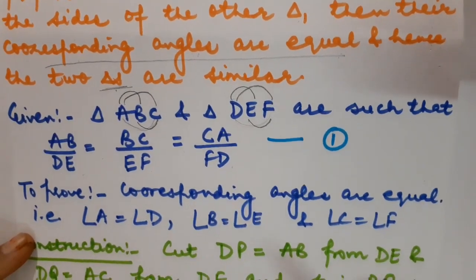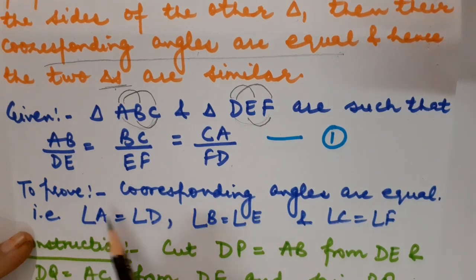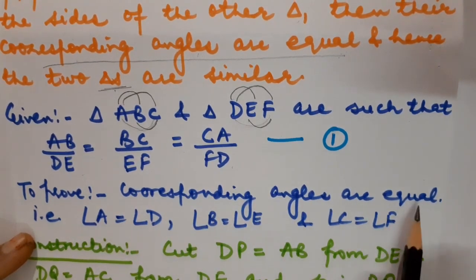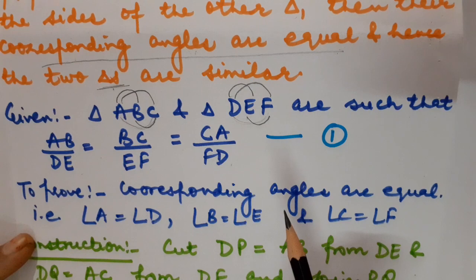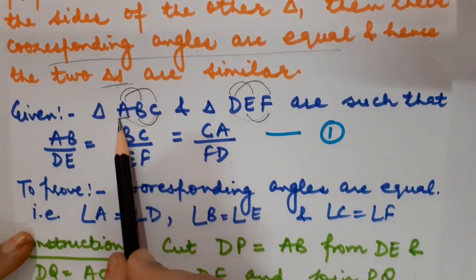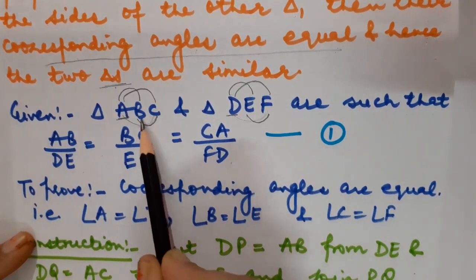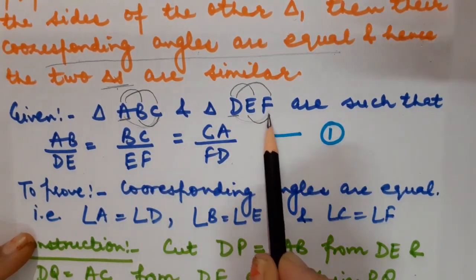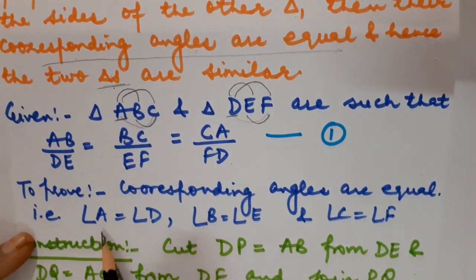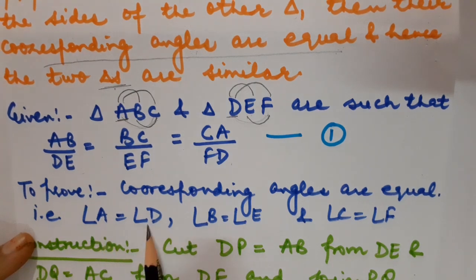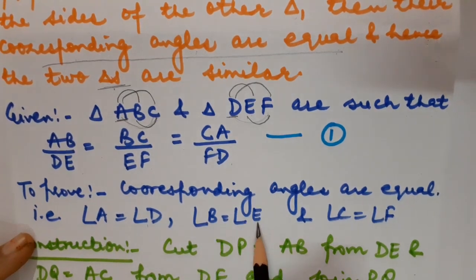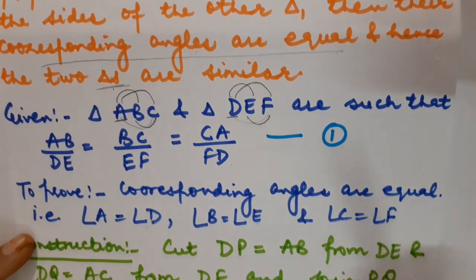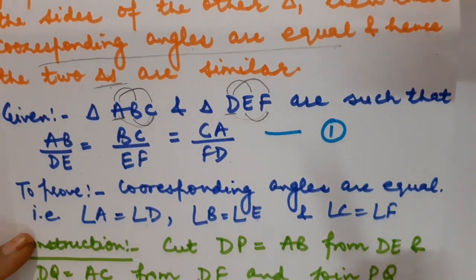Now what we have to prove, children? We have to prove that corresponding angles are equal. Now which corresponds to what? A corresponds with D, B corresponds with E, and of course C corresponds with F. So angle A is equal to angle D, angle B is equal to angle E, and of course angle C is equal to angle F. This we have to prove.